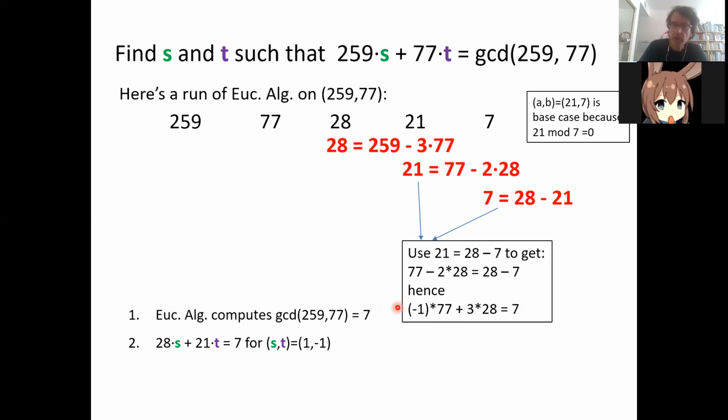Okay. So now you have 7 as a linear combination, not just of these two, but of these two, 28 and 77. And you recurse, because now you replace 28 in this equation by this expression. And if you plug it in, it will be 3 times 259 in bracket, 259 minus 3 times 77. So you just cross multiply correctly, and the result will give you 7 as a linear combination of 259 and 77. Okay, so this is what I conclude from that.